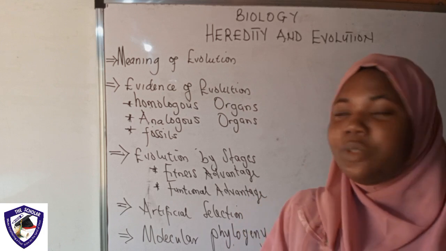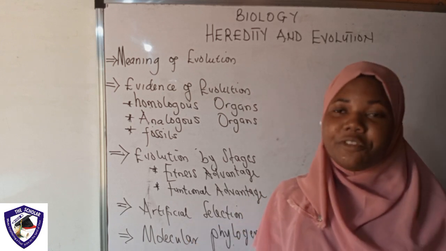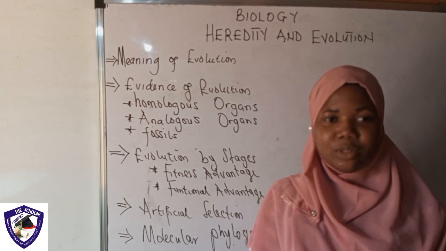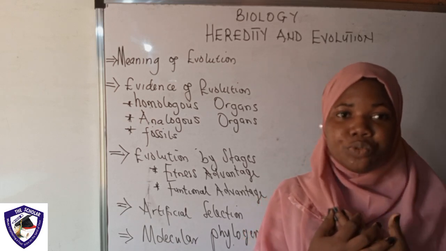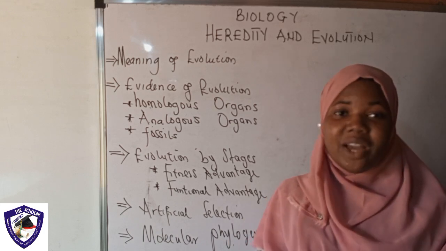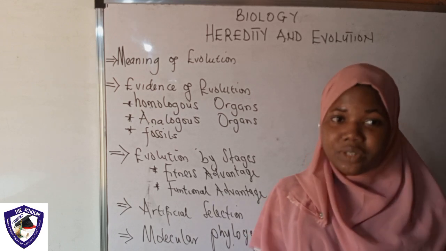Moving forward, we'll be looking at artificial selection, which is the use of powerful agents, majorly by scientists, in modifying wild species to suit their own requirements and preferences. An example is wheat. We have many varieties obtained due to artificial selection.